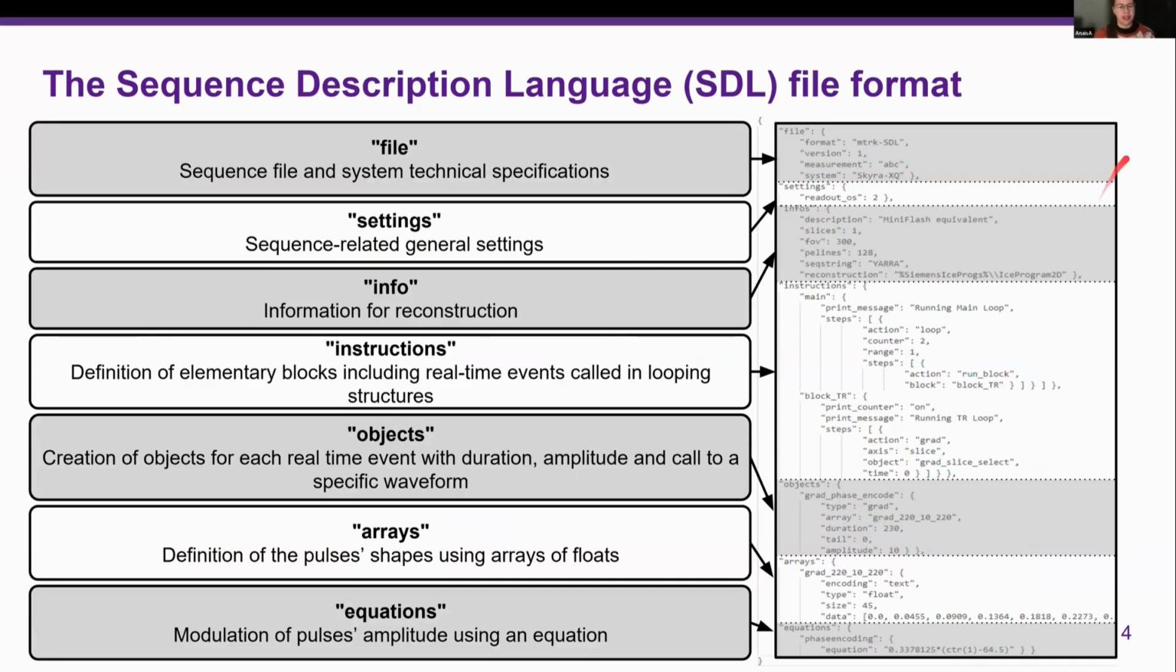So here is a quick peek at the sequence description language. It is a JSON-based language, which is describing the sequence in terms of dictionaries using English words so that it's very readable. A user can just open it and modify some values and be happy with it, understand what's happening in there. And it has many sections, but the one I want to highlight is the instruction section, which is making the structure of the sequence using loops. And in the loops, you will load real-time events.